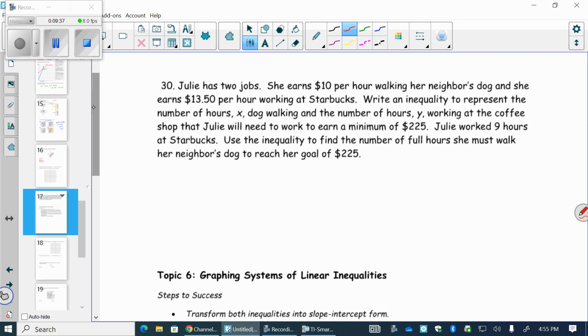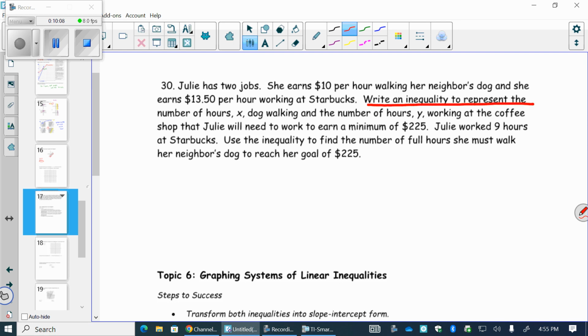Julie has 2 jobs. She earns $10 per hour walking her neighbor's dog and earns $13.50 per hour working at Starbucks. Write an inequality to represent the number of hours X dog walking, and Y working at the coffee shop. Julie will need to work for a minimum of $225. Julie worked 9 hours at Starbucks. Using the inequality, find the number of full hours she must walk her neighbor's dog to reach the goal of $225. Okay, so let's start by doing this.